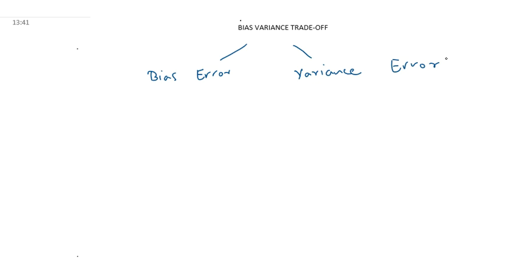Okay, so high bias error, also called underfitting error. What does this mean? This means that my model is underperforming on the training data itself. That is, there is some pattern in the training data which my model is not able to capture. Let me give you an example of this.